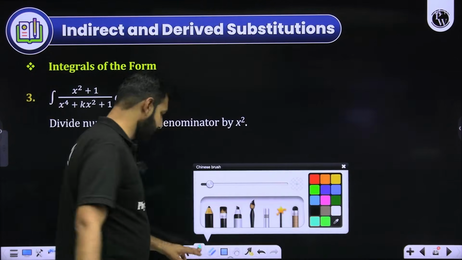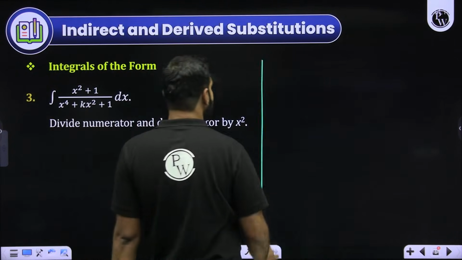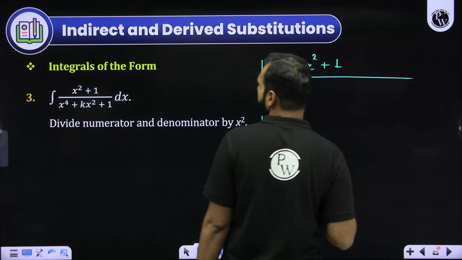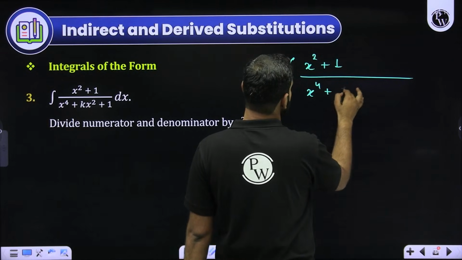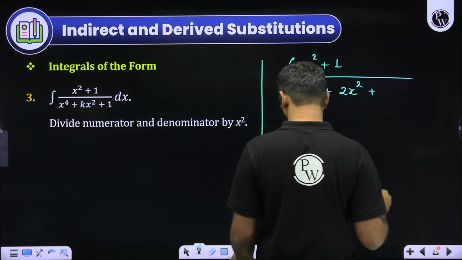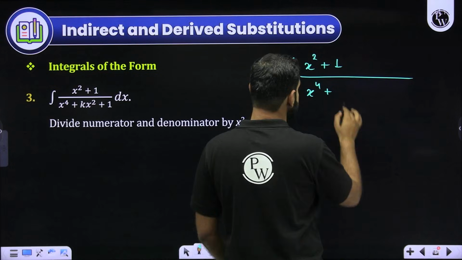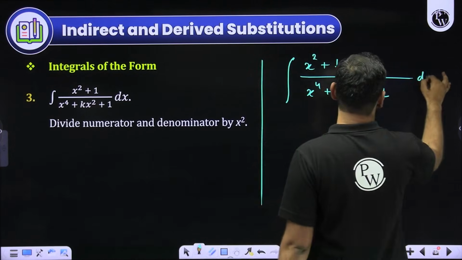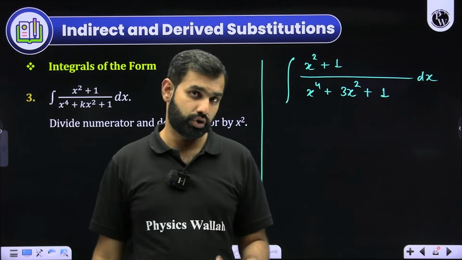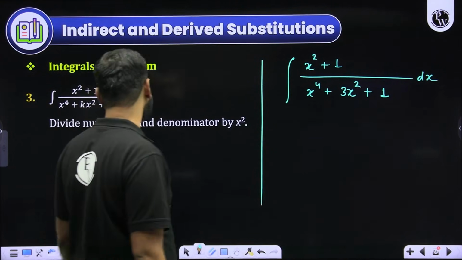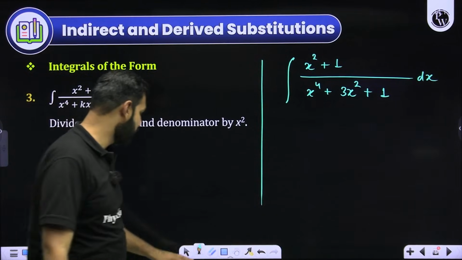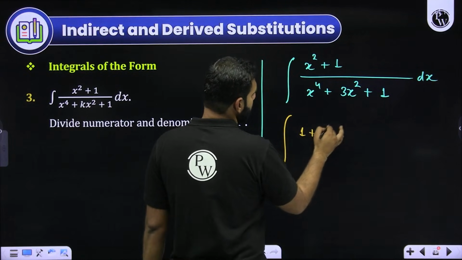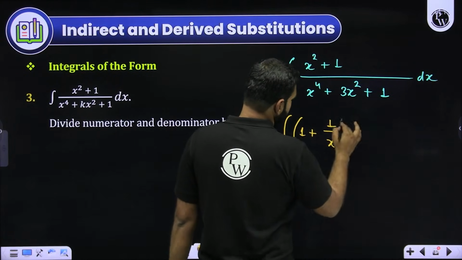Let me take an example. Let's say we are given a question: x square plus 1 divided by x to the power 4 plus, instead of 2x square, let me take something else, let's say 3x square plus 1. So that is a question given to us. Now, why am I saying that you should divide it by x square? Let's say I'm dividing the numerator and denominator by x square. What do I achieve by doing so? The numerator becomes 1 plus 1 by x square, and this becomes dx.